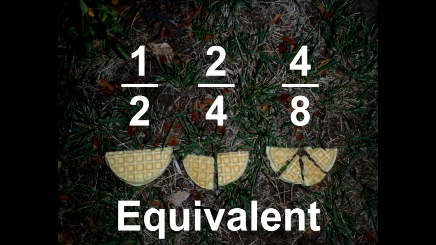You can see that sometimes the same amount of waffle has more than one name. 1/2 is also called 2/4, and it's also called 4/8. These are called equivalent fractions because they equal the same amount of waffle.